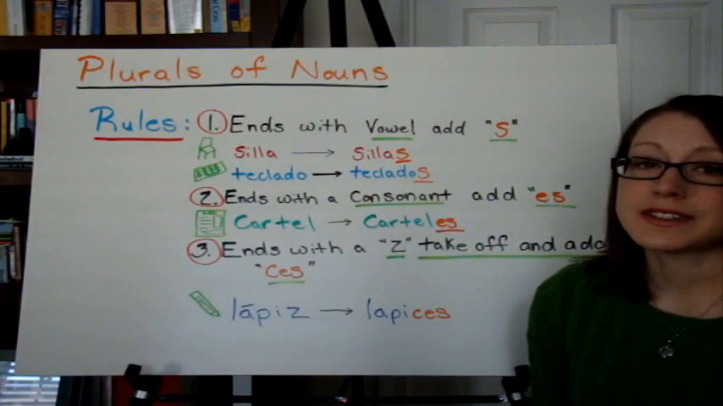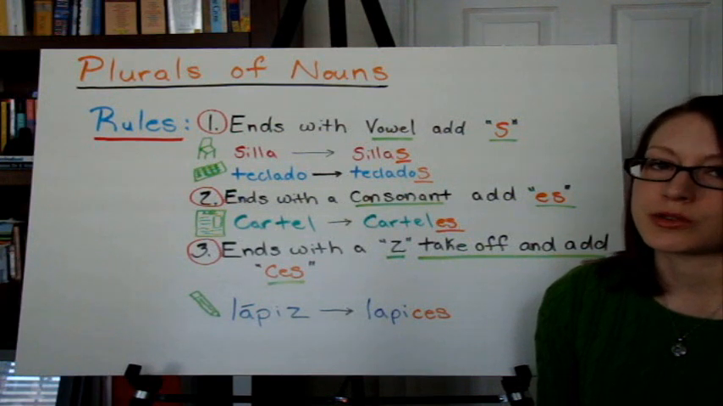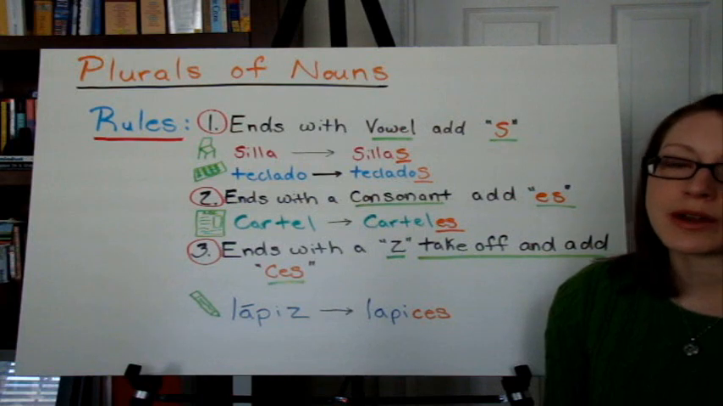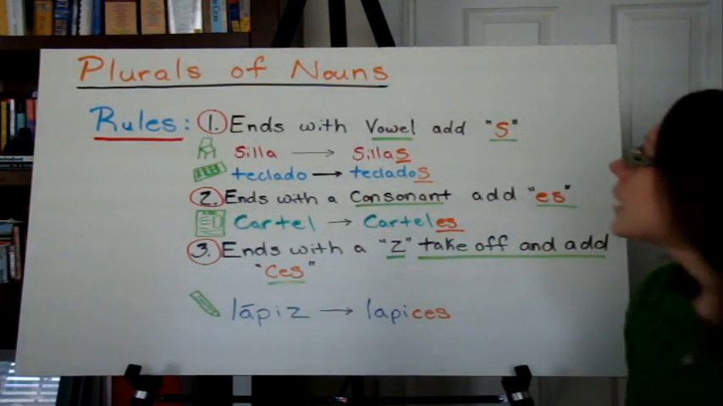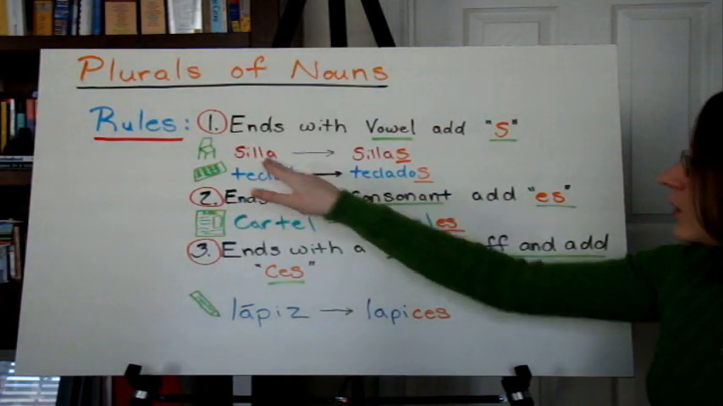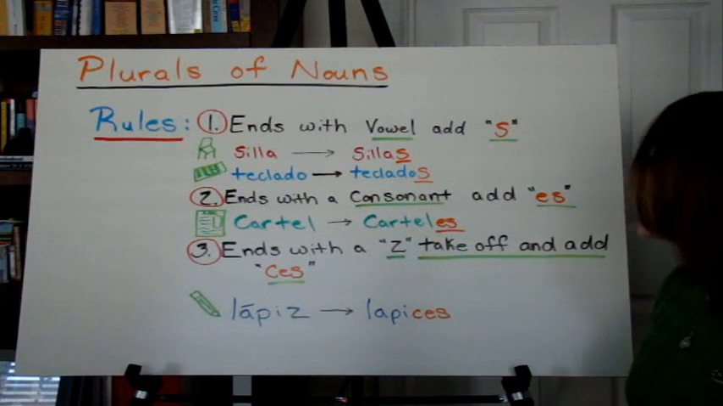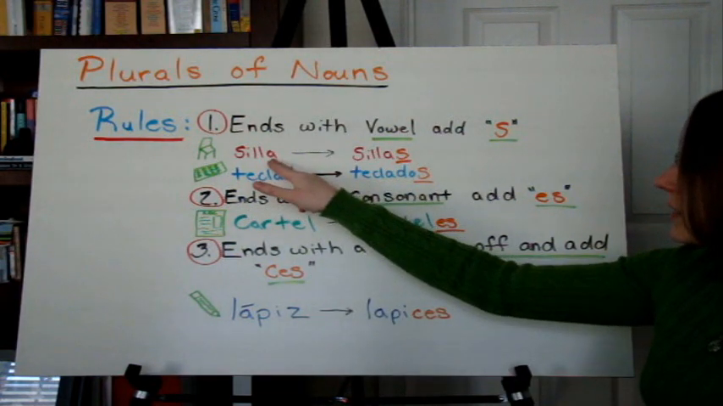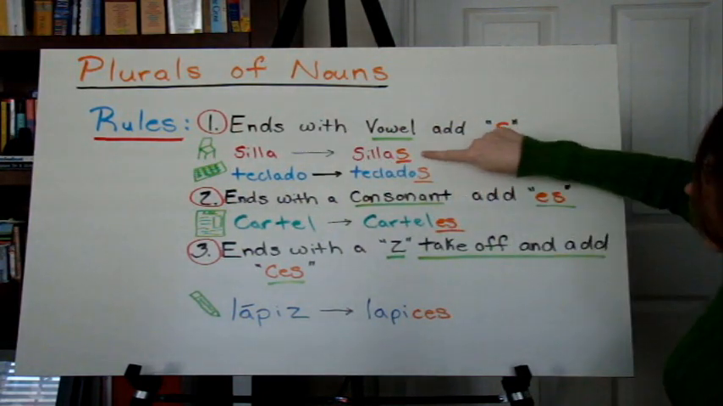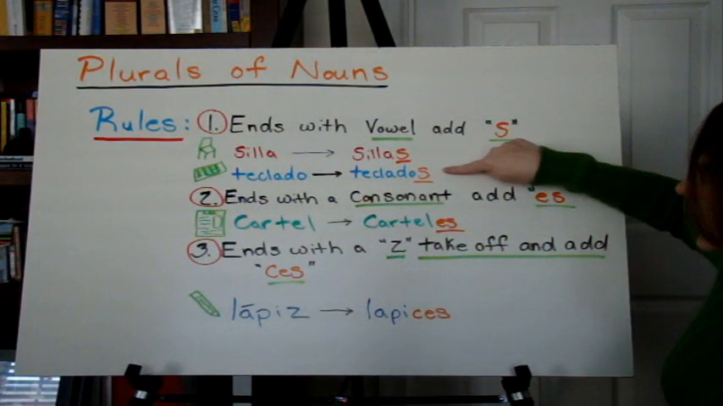Hola estudiantes! In this lesson I will teach you how to make nouns plural and definite and indefinite articles plural. First I would like to start with the nouns and show you the 3 simple rules in how to make nouns plural. The first rule is if the noun ends with a vowel, like silla or teclado, you are simply going to add an S onto the end of the word. So then silla, the chair, becomes sillas. Teclado, which is a keyboard, will become teclados.